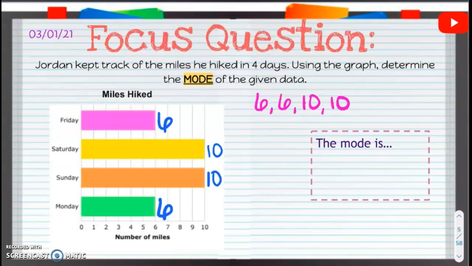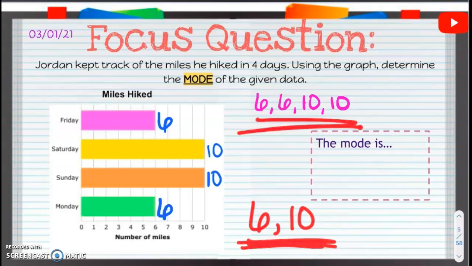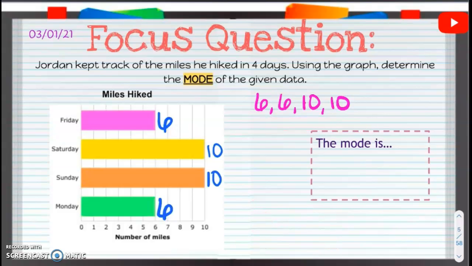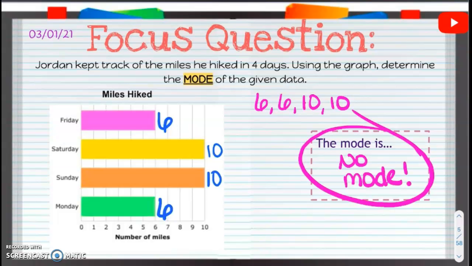So now we're trying to find the mode. Since there is not a number that we see the most, we see both of them just 2 times. Even if we were to see just 1 time, there's no mode here, right? So if we see both of them 2 times, there's going to be no mode. No mode. And that's going to be it for our focus question.